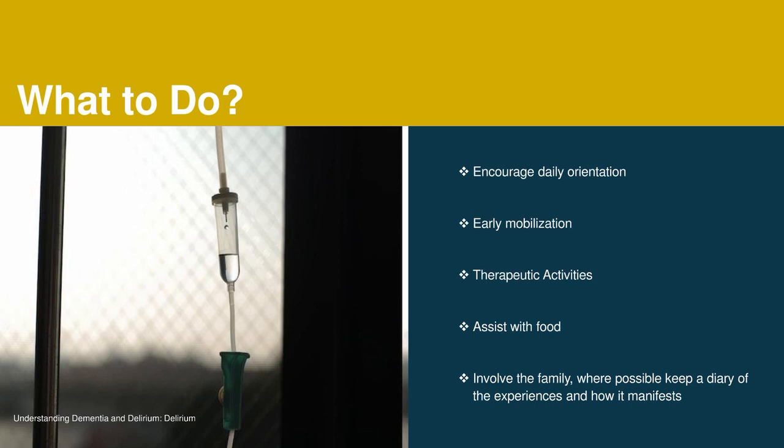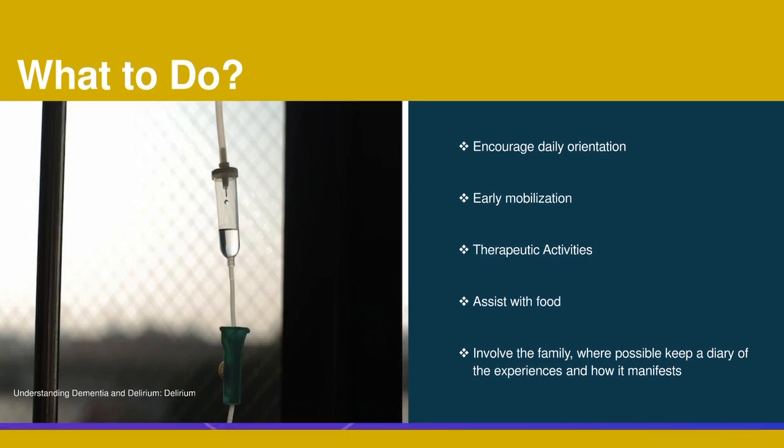They may need assistance with eating and drinking, and it's really important here to involve the family where possible and keep a diary of the experiences and how the delirium manifests, how it shows itself, what happened before the person became delirious. It's really important to document all these things so that we can try and prevent it happening again, and also treat what's causing it.